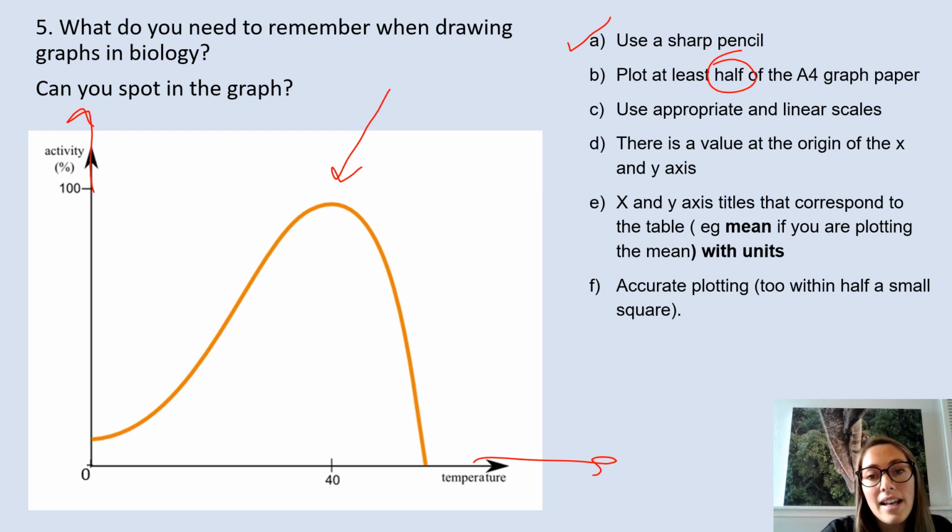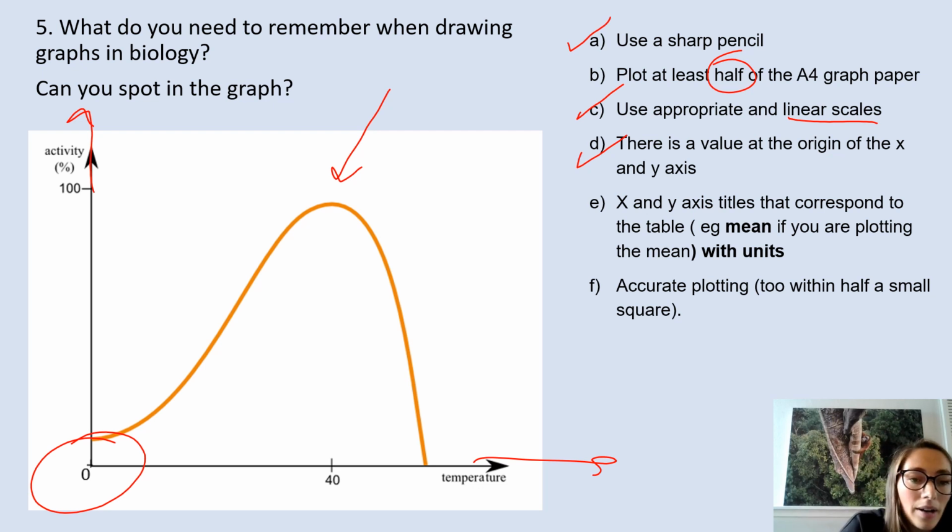Use appropriate and linear scales. So remember, a linear scale is where you've got the same gap between each of the values that you've put on your graph axes. That you have a value at the X and also the Y origin. So here I'm going to lose a mark on this graph because I've only got one value for the X and Y origins, but I would need 2. So I'd need one here and I'd also need one here. And they don't have to be 0. So my Y-axis might start at 10 and my X-axis might start at -1, for example.